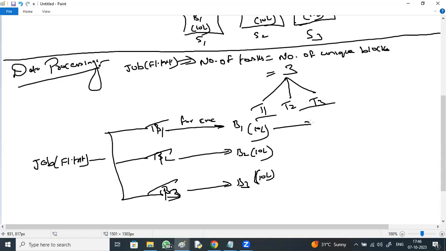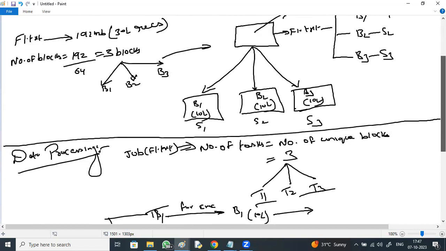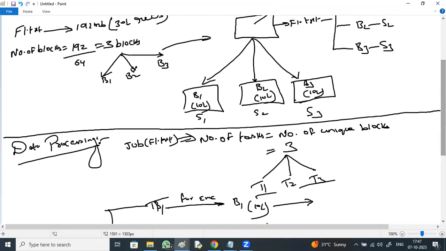Who should execute this T1 task? Try to answer, everyone. Only S1 can execute it, right? The T1 task is for executing B1, and B1 is present in slave 1. So S1 only can execute these B1 10 lakh records.